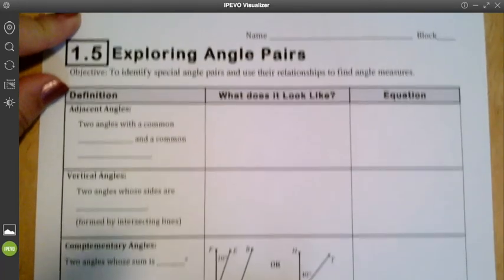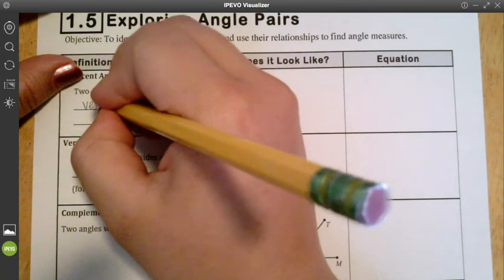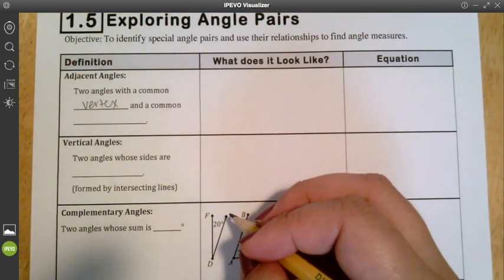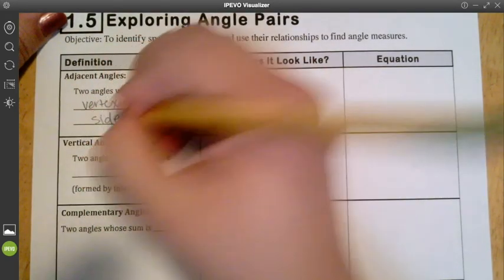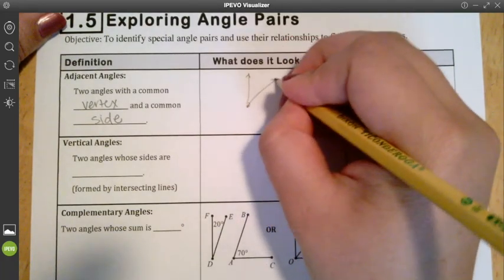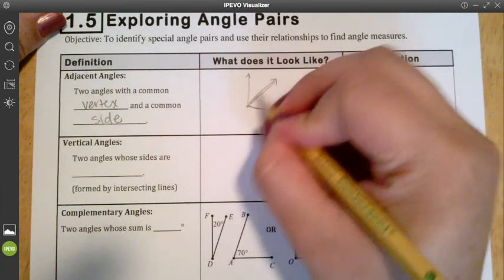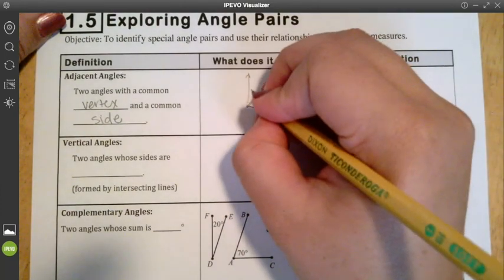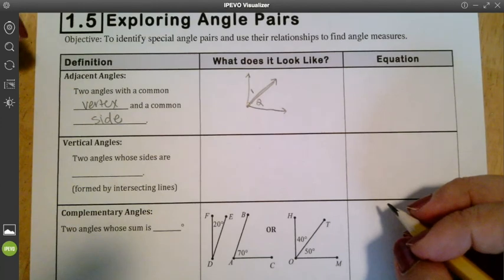So the first pair of special angles is two angles with a common vertex. We've seen some examples of this where they have a common vertex, and what makes it special is they also have a common side. So what this looks like is I have a vertex, here's one angle, and here's a second angle that shares the side. Okay, so they have a common vertex and a common side. We have angle 1 and angle 2 here.